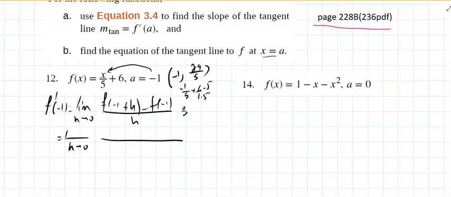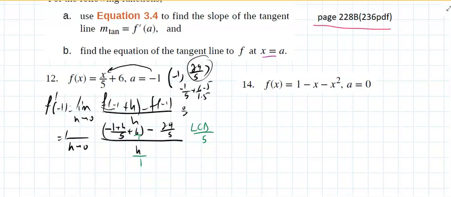If you put h equals 0, you get f of -1 minus f of -1, which is 0 over 0. So this will be, what's f of -1 plus h? That's (-1 plus h) over 5 plus 6, minus f of -1, which we said was 29 over 5, divided by h. Well, this is a complex fraction. How do you simplify a complex fraction? You make sure all the terms have the same denominator. In this case, it's 5.